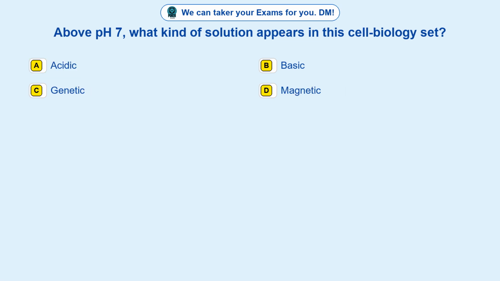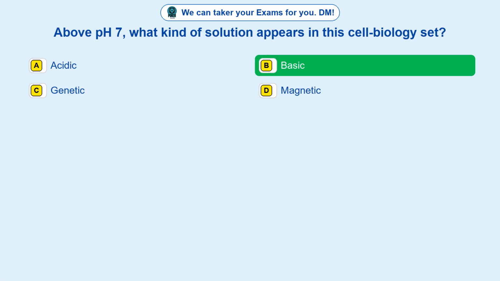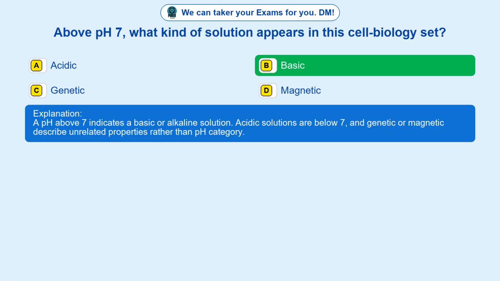Question 36. Above pH 7, what kind of solution appears in this cell biology set? Option A, acidic. Option B, basic. Option C, genetic. Option D, magnetic. The correct answer is option B, basic. A pH above 7 indicates a basic or alkaline solution. Acidic solutions are below 7, and genetic or magnetic describe unrelated properties rather than pH category.